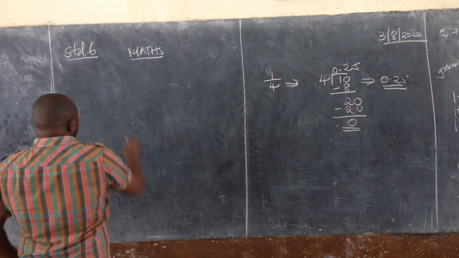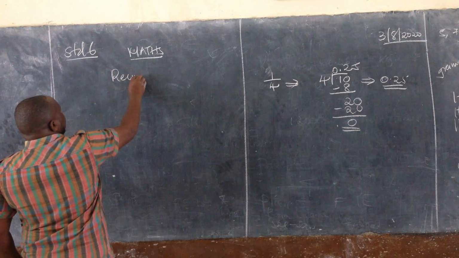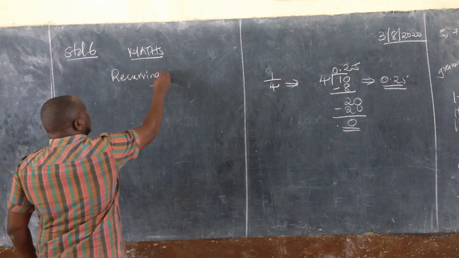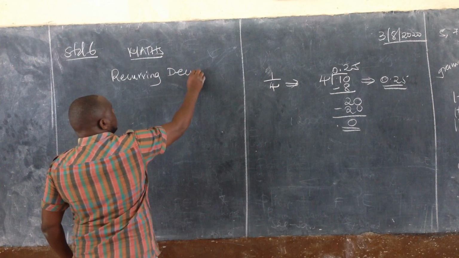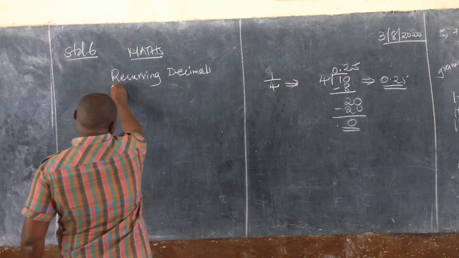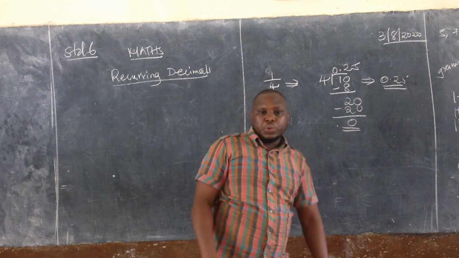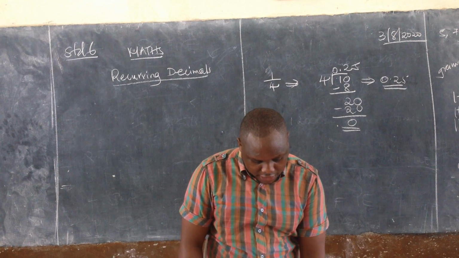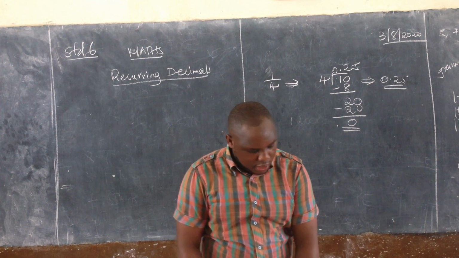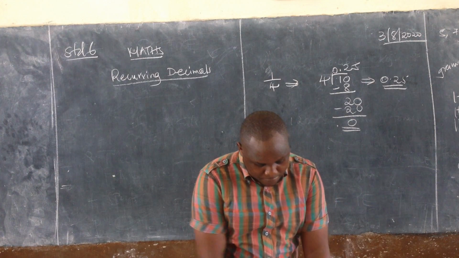So we are going to deal with recurring decimals, meaning that they keep on repeating themselves. No matter how much you divide, they still continue repeating themselves.